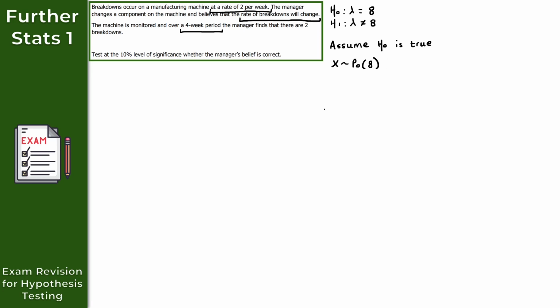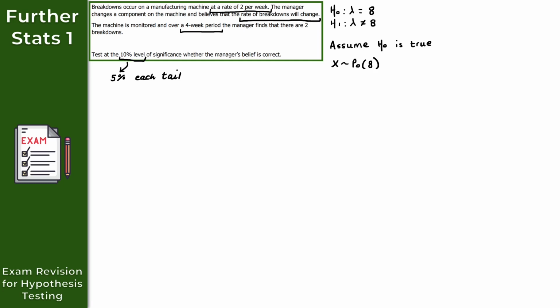Now, because we have a two-tailed hypothesis test here, and we're originally testing at the 10% level of significance, we need to halve this to account for each tail. So it's going to be 5% in each tail. Let's make a note of that here as well, just so we're aware of that fact. So 5% in each tail.